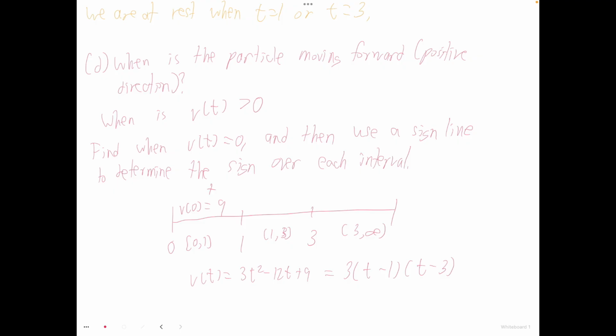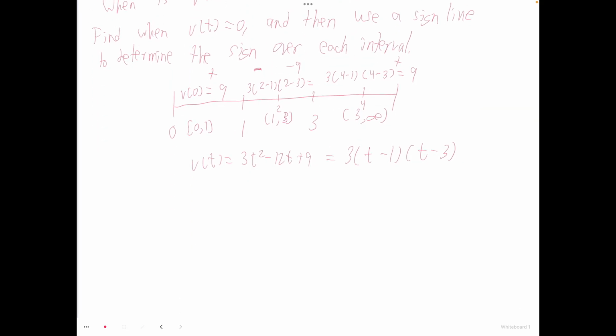Now we check from 1 to 3, so I'm just going to plug in 2. So this would be 3 times 2 minus 1 times 2 minus 3. And if you can calculate this, you get negative 9. So we're negative on the entire interval from 1 to 3. And then picking some value between 3 and infinity to plug in, I'll pick 4, so we have 3 times 4 minus 1 times 4 minus 3. So this is 3 times 3 times 1, which is positive 9. And so we're positive from 3 to infinity.